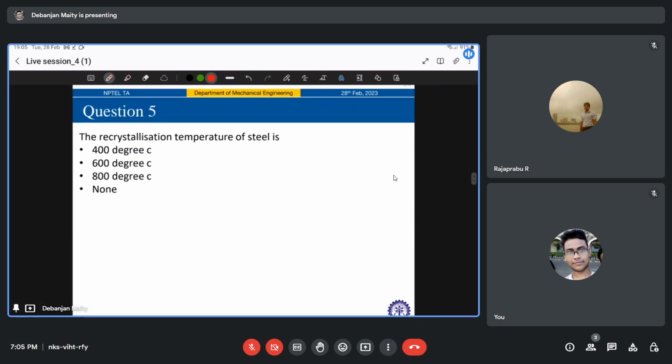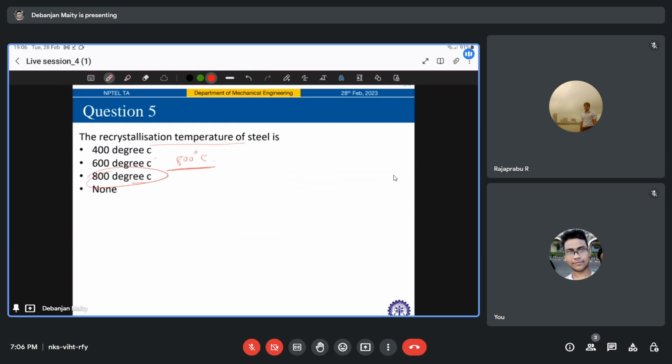And move to the next question. It says that the recrystallization temperature of steel is how much? 400, 600, 800. I think this is somewhere around 800 degrees C. Now, here, what should we do? We should understand what is recrystallization. Of course, you know what is recrystallization. You have gone through this recovery, recrystallization, grain growth concept.